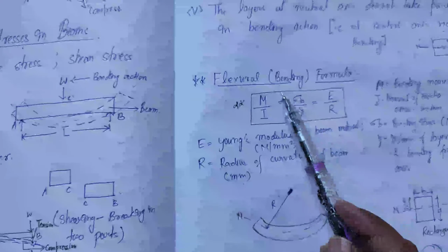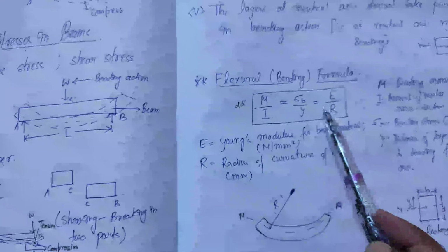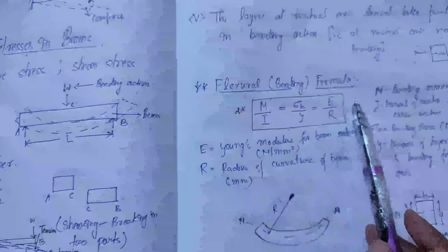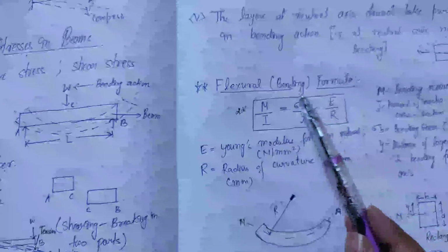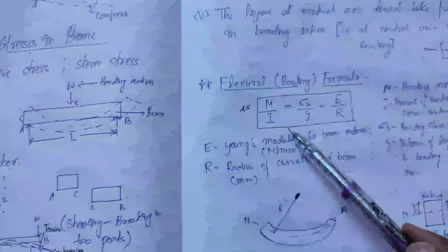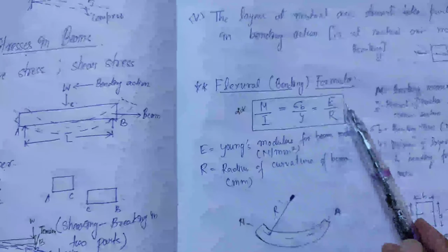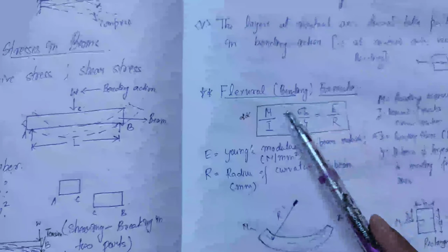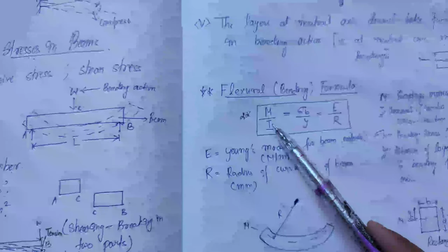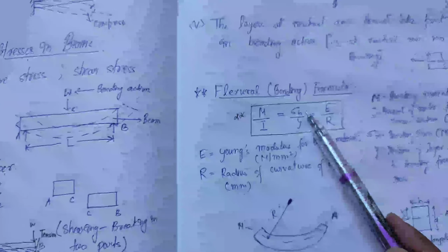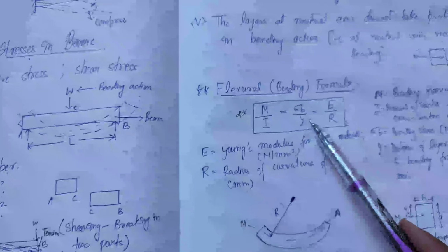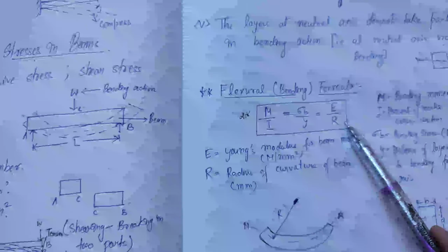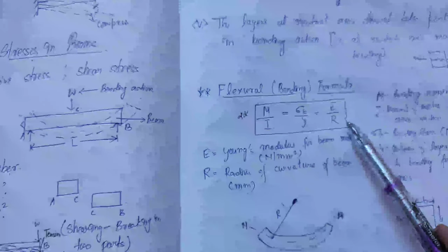M by I equals sigma by y equals E by R. This is very important from the examination point of view, from the competitive exam point of view, from the GATE point of view. Many questions came based on this formula. This is also called the bending formula. So M is the bending moment, I is the moment of inertia, sigma is the bending stress, y is the distance of the topmost layer subjected to bending from the neutral axis, E is Young's modulus, and R is the radius of curvature of the beam.